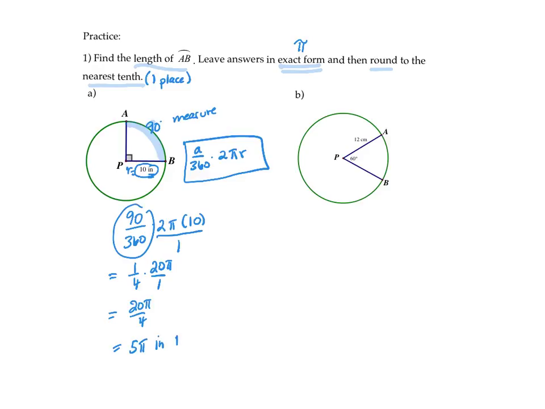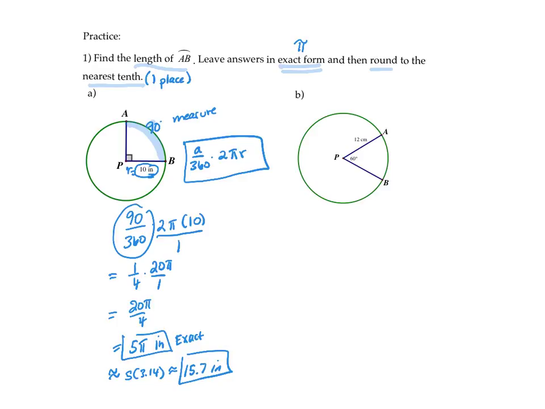Okay, this is the exact answer, and I'm always going to ask for that first. And then we want to get the approximation. This is where you can either do 5 times 3.14 or use the pi key on your calculator. In the end, it would round to 15.7 inches. Think of that final answer in decimal form as being practical. Like 15.7 inches may mean a lot more to you than 5 pi would. All right, let's check out the second example.